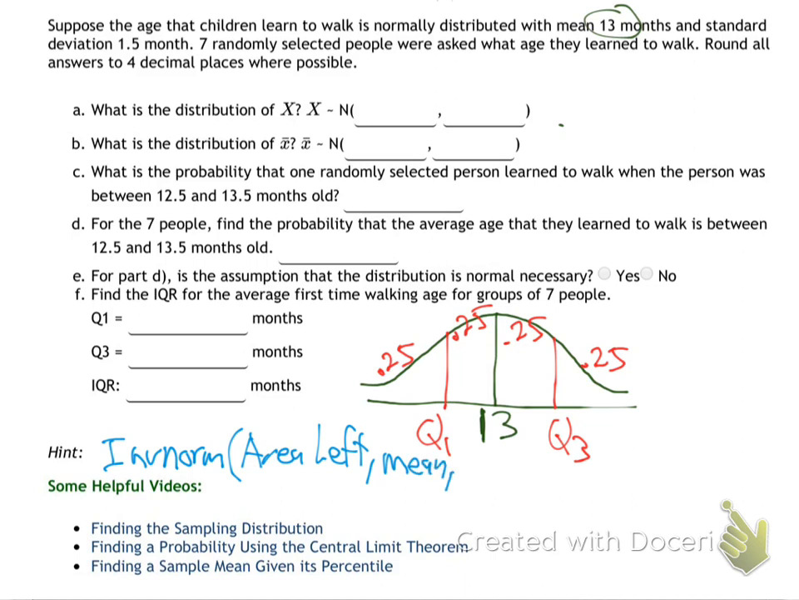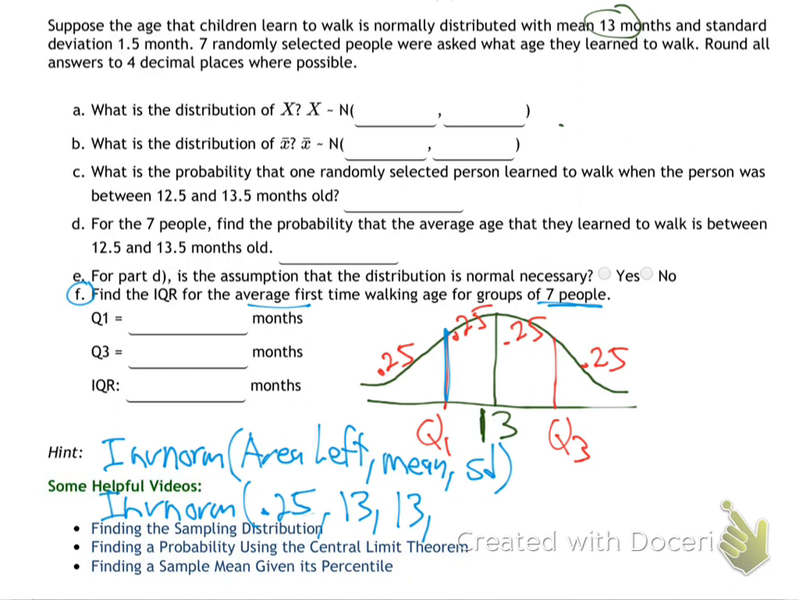mean, standard, inverse norm. Area to the left for Q1, 0.25. The mean is 13. And for the standard, you want to ask yourself, am I talking about a group or an individual? On part F, we're talking about the average for 7 people. So the mean is still 13.